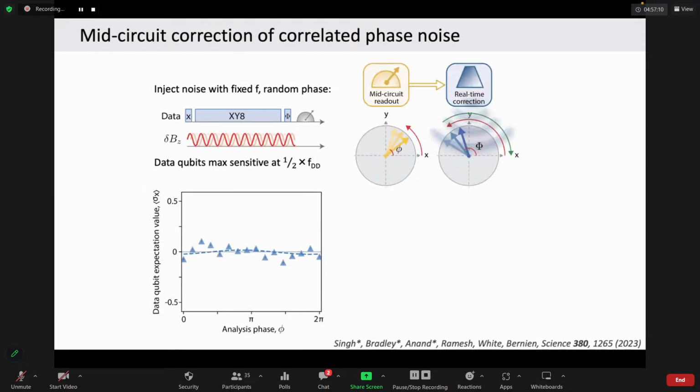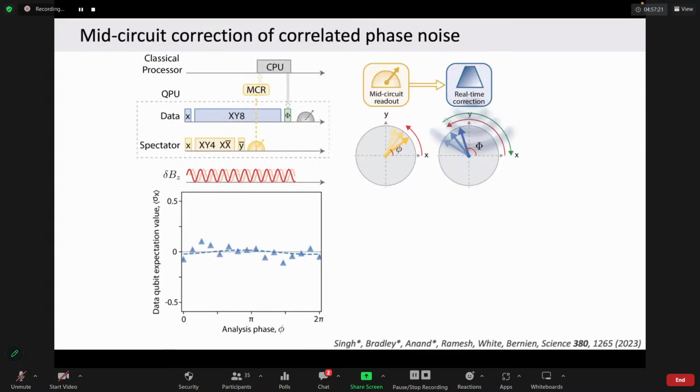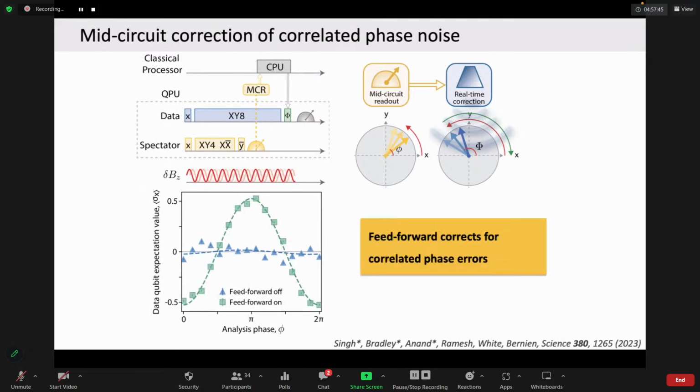But now involving our spectator qubits, we use the fact that the spectator qubits also pick up a phase that is correlated with the data qubits, and we can read this phase out. So this is now here in this circuit. In the mid circuit, we read out all the cesium atoms. Then we analyze that picture on our computer. Then we feed forward to this final phase in this decoupling sequence. And as we do that, we can regain coherence. And we could not have done that without doing this feed forward. So here we see that the feed forward corrects for these correlated phase errors.